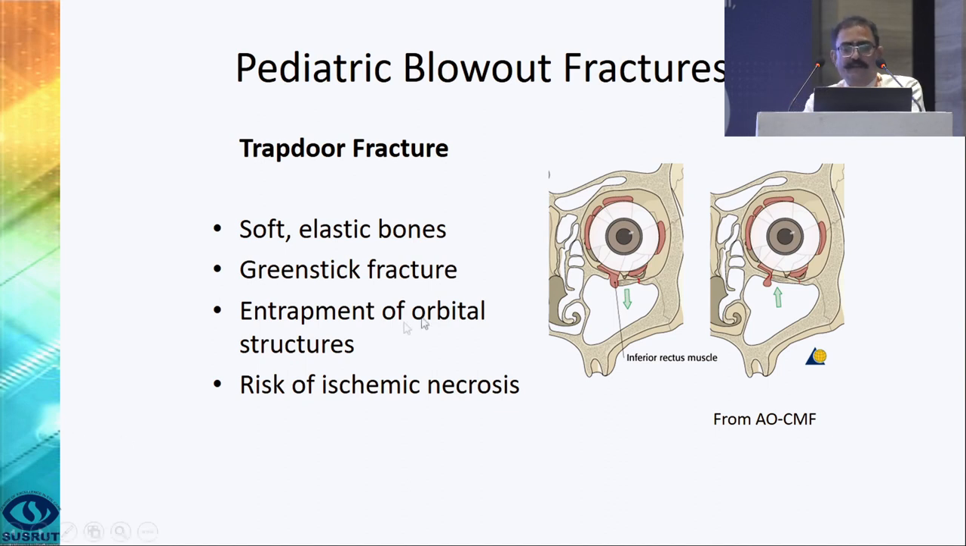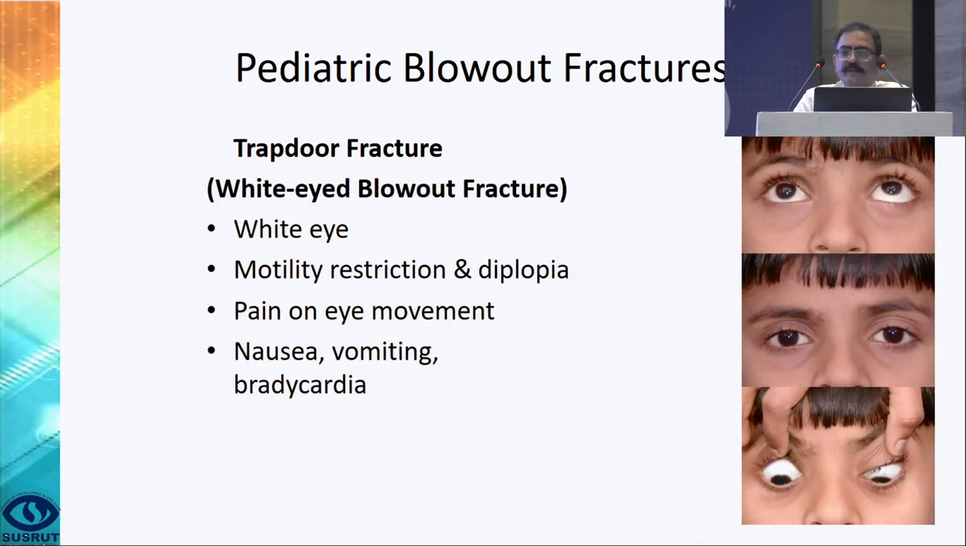And the problem here is, unlike in the adult where we showed a larger fracture, you have the risk of ischemic necrosis to the structures entrapped, especially if it is the inferior rectus muscle. Okay. This is what a typical pediatric fracture would look like. They usually do not have the kind of hemorrhages or the ecchymosis that you see in an adult. They usually do not have crepitation, because of air escaping into the orbit. These are things you don't see in a child.